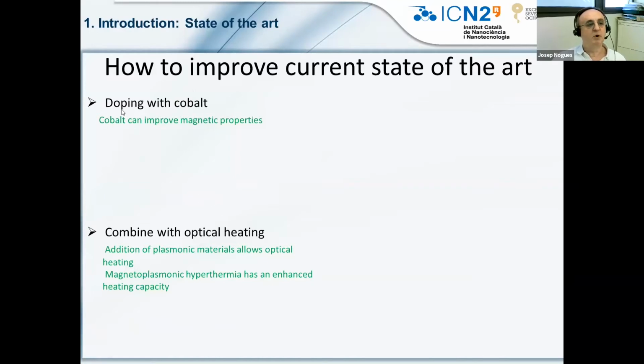One thing that has been proposed is doping iron oxide with cobalt. Cobalt can improve the magnetic properties of the nanoparticles. Another option has been combining magnetic hyperthermia with optical hyperthermia by adding plasmonic materials into iron oxide, so you can combine magnetic and optical hyperthermia in the same nanoparticle.